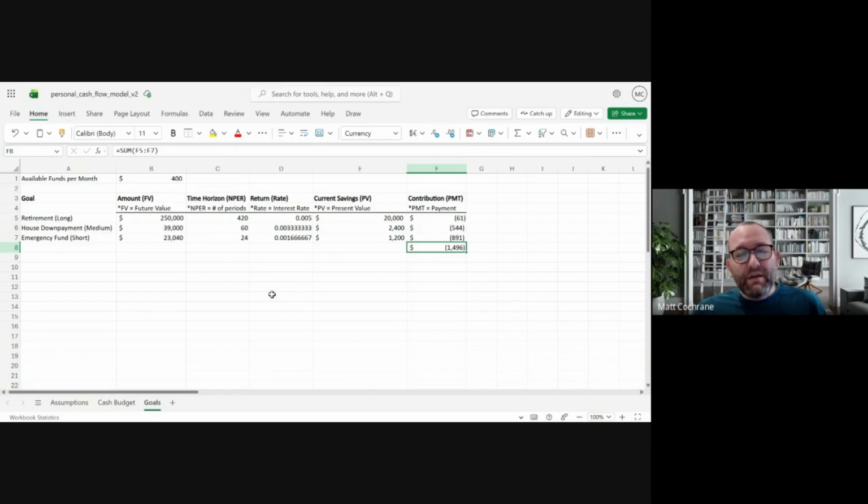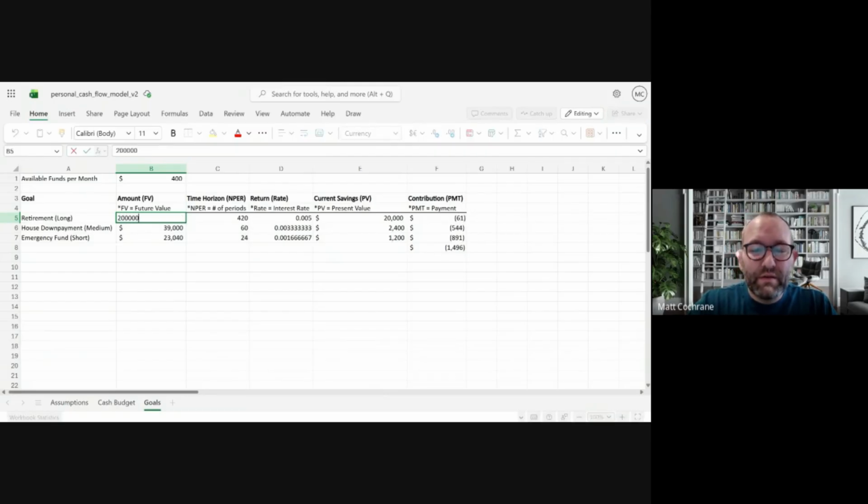So what can be done? Well, now that we have everything set up, we can change different levers here, okay? So the first thing that we could change is the amount, okay? Maybe instead of a $250,000 goal for retirement, we're going to want to have a 200,000. Now, as we anticipate, this 61 is going to go down, okay? So let's just make sure. And it does. It goes to 26, and that reduces this 1,461, okay?